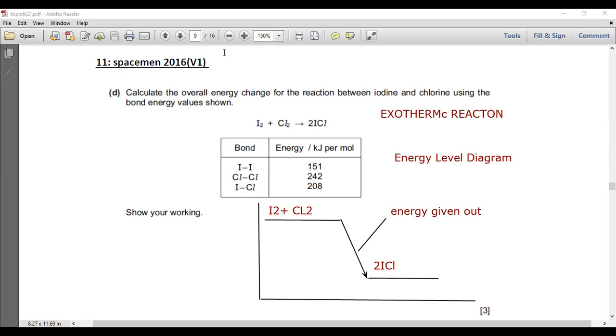If it is endothermic, it is the opposite. In the exothermic reaction, the reactant is up and the product is down. But in the endothermic reaction, the reactant will be down and the product will be up. And the arrow, instead of going down, will go up. So everything here is reversed.